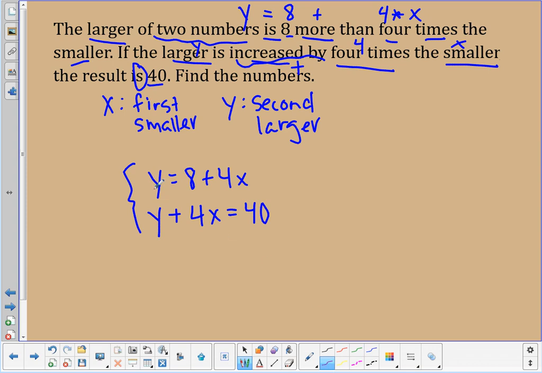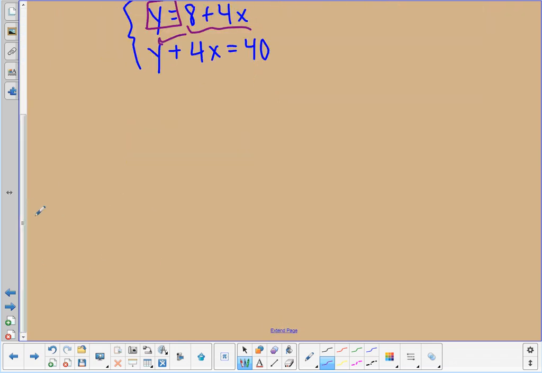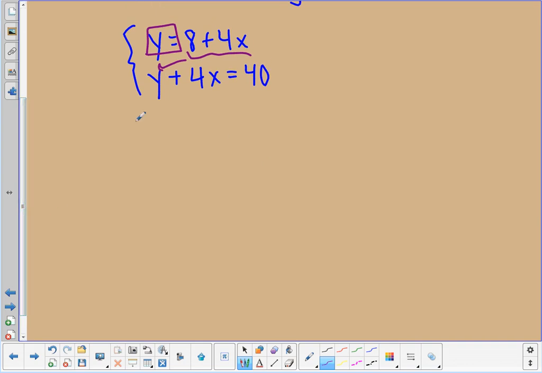I recognize right away that I've got a y equals, so I know I can take this 8 plus 4x and plug it in for y right down there. And I'm going to be able to solve it using substitution very easily in this case without any steps that I have to do beforehand. So I have 8 plus 4x. Remember, this y is now gone because I'm replacing it with the 8 plus 4x. Plus another 4x is equal to 40. That's 8 plus 8x, putting those like terms together, equals 40.